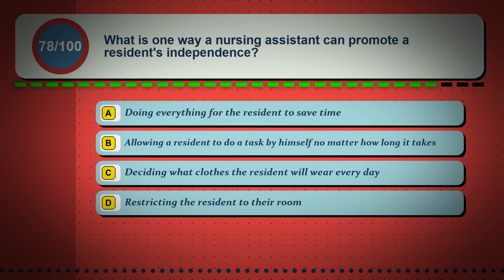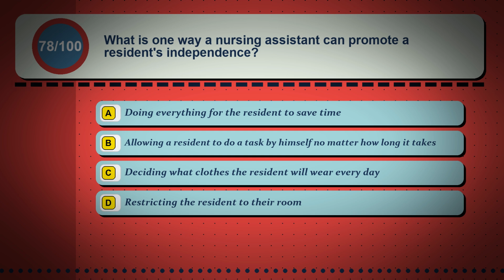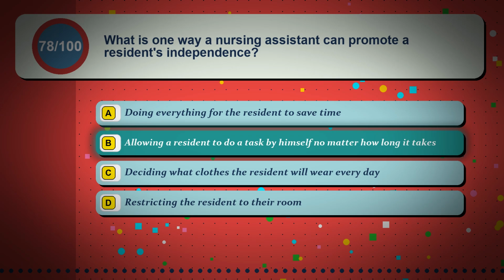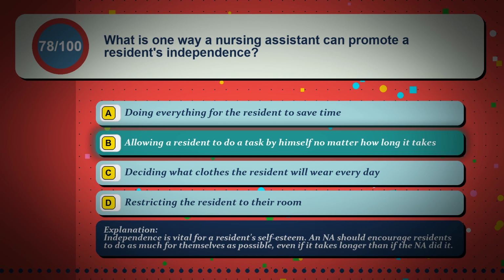Question 78. What is one way a nursing assistant can promote a resident's independence? Option A, doing everything for the resident to save time. Option B, allowing a resident to do a task by himself no matter how long it takes. Option C, deciding what clothes the resident will wear every day. Option D, restricting the resident to their room. The correct answer is option B, allowing a resident to do a task by himself no matter how long it takes. Independence is vital for a resident's self-esteem, and NAs should encourage residents to do as much for themselves as possible, even if it takes longer than if the NA did it.